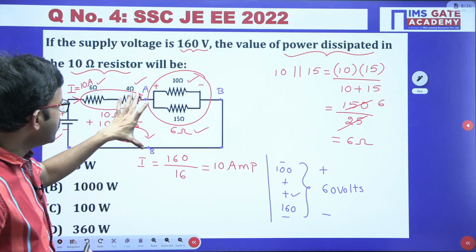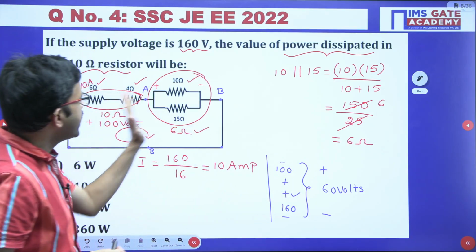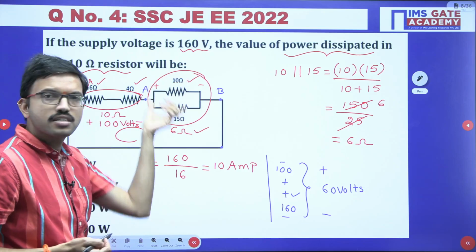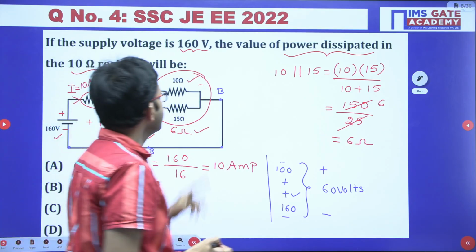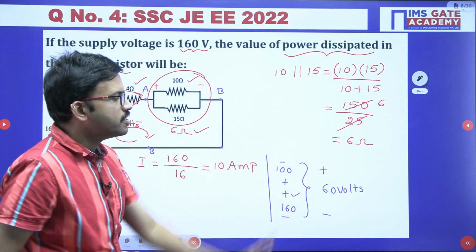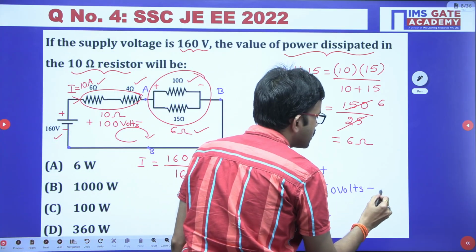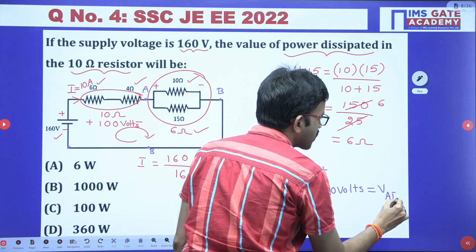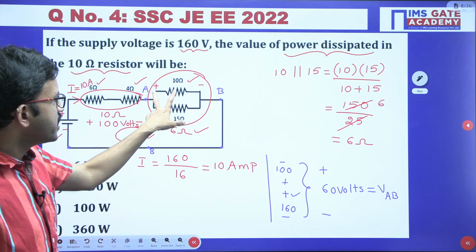Between A and B, to the left hand side we are getting 60 volts, and to the right hand side you have this resistor configuration. Obviously in parallel the voltage should be the same, so the voltage across this 10 ohm resistor is nothing but VAB. VAB is nothing but 60 volts. Now you got the voltage across the resistor.